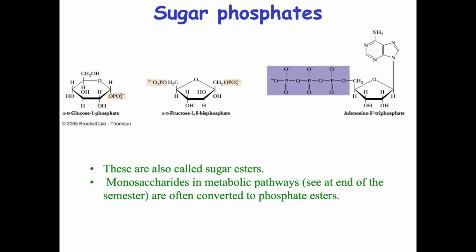These monosaccharides in metabolic pathways are often converted to phosphate esters, and we'll talk about that at the end of the semester when we look at metabolism. So one thing to note is that sugar phosphates are relatively stable at neutral pHs, and they bear a negative charge. So here we can see that all of these phosphate groups are negatively charged, which of course has a big influence on their biochemical properties.